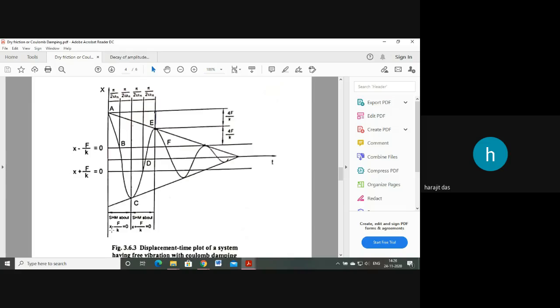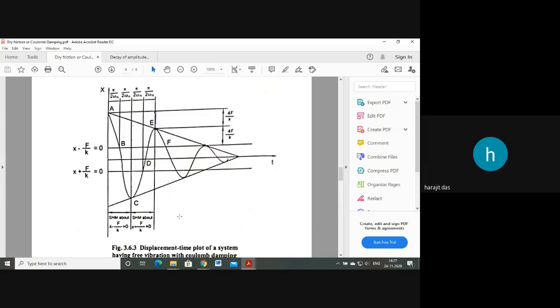Understood? Here you can see from A to C, the half cycle is simple harmonic motion with respect to the line x minus f upon k. This is the second quarter cycle and the third quarter cycle actually. If you start from here, this will be the first quarter cycle, but this is the second quarter cycle and this is the third quarter cycle. That is why this is x minus f upon k equals 0. And the next quarter cycles, fourth and first, are simple harmonic motion with respect to x plus f upon k, which I have already elaborated.